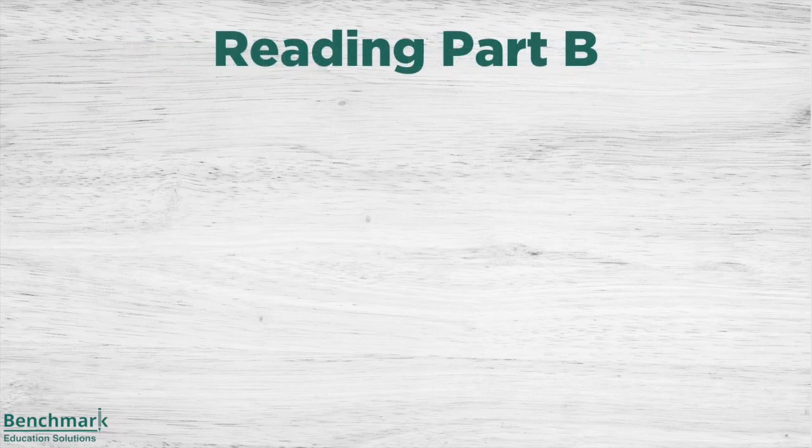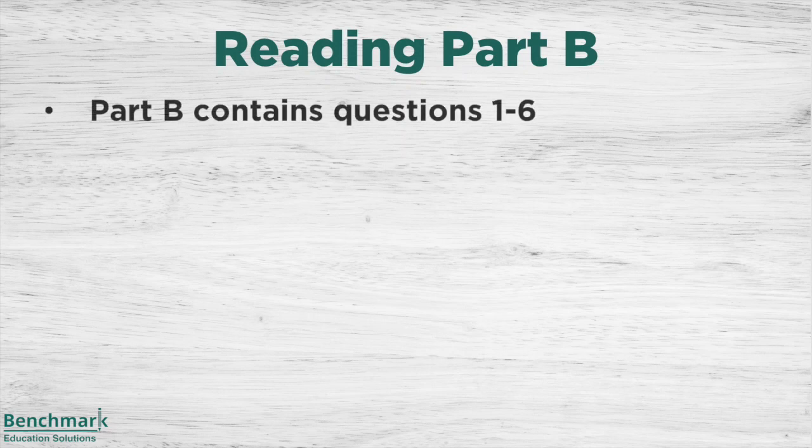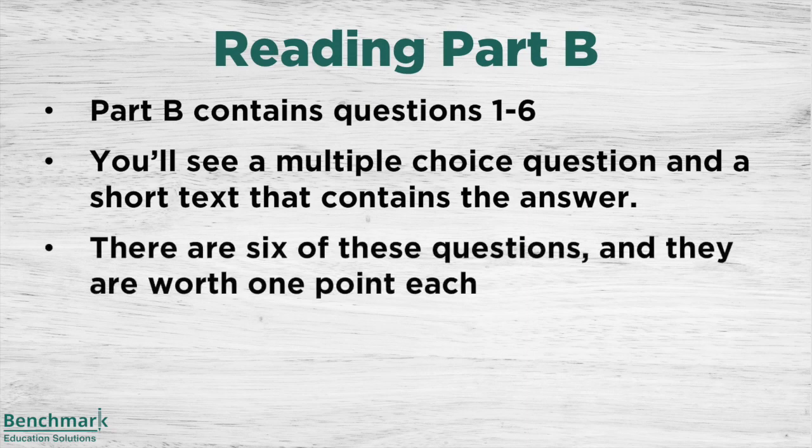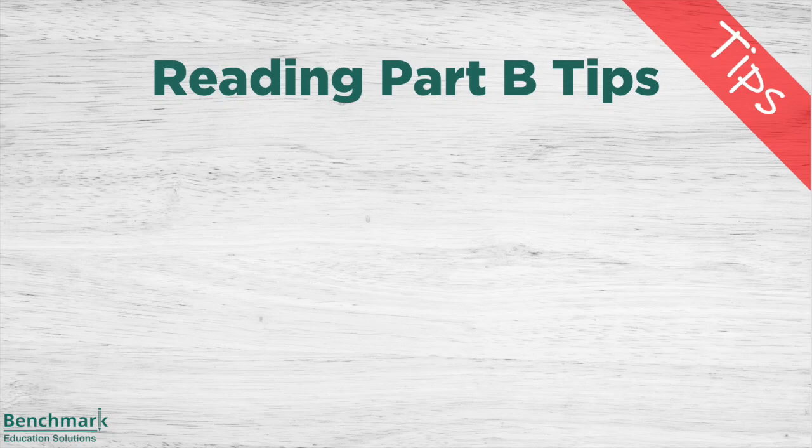In reading Part B, you'll find questions 1 through 6. At the top of your paper, you'll see the question and the possible answers. Under the question, there will be a short text on a general medical topic that contains the answer. Mark the circle of the correct answer with your pencil. There are 6 of these questions, and they're worth 1 point each. There are a couple of important things to remember about Part B, so here are a few tips. It's very important that you manage your time well.